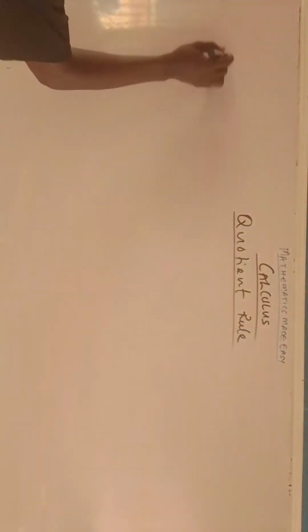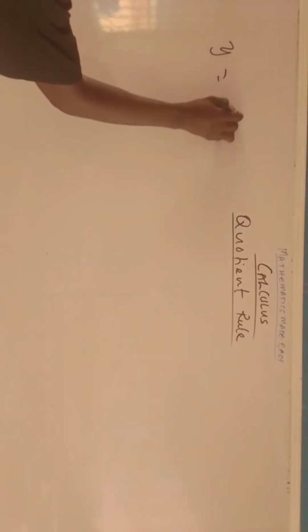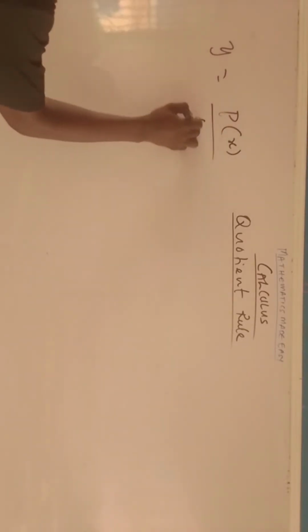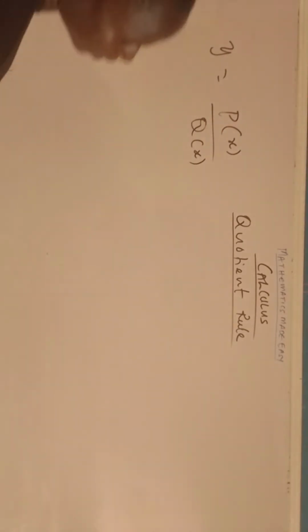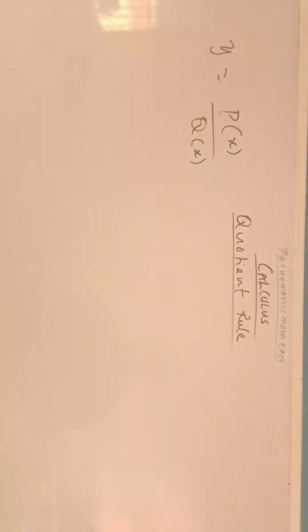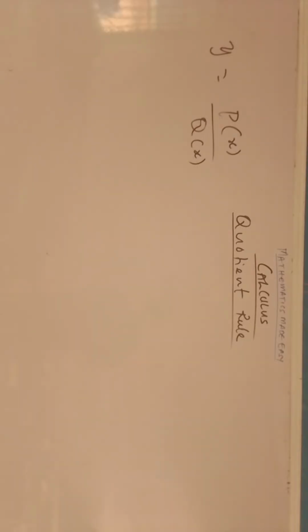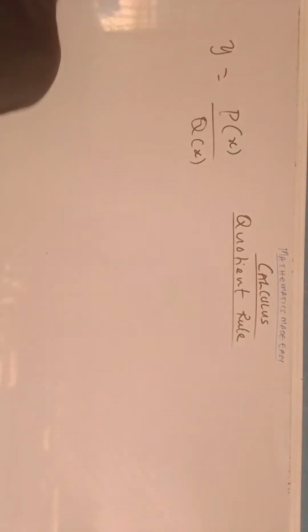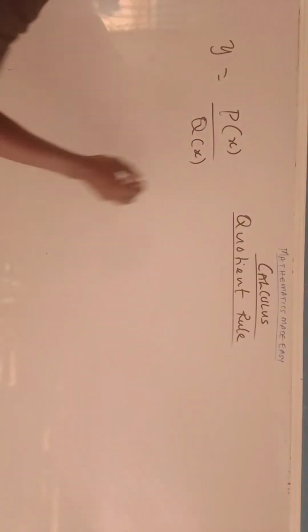If your function is in this form, y is equal to p of x over q of x, look at that function. You have to differentiate it. What method are you going to use to differentiate that? That is when your quotient rule will come in. Then you can make some substitution.